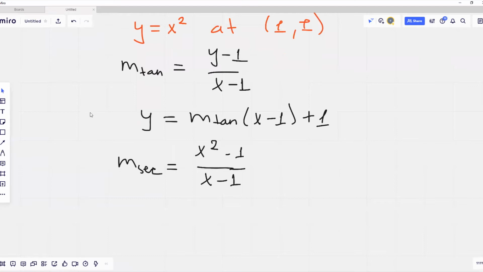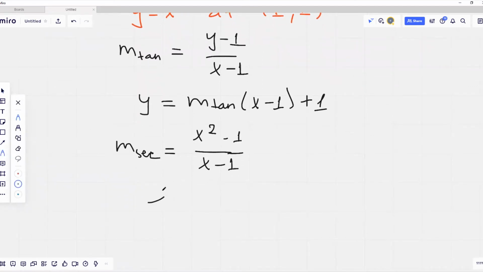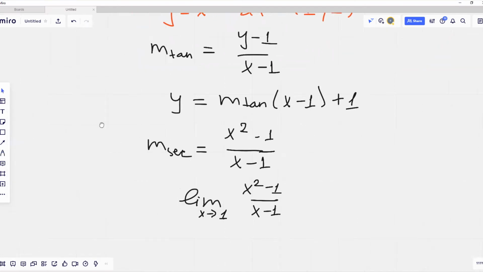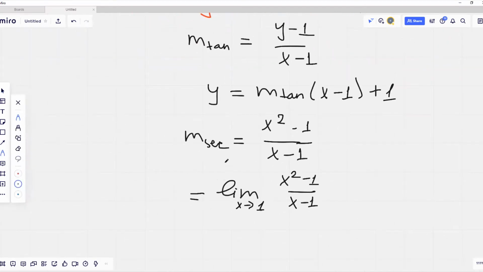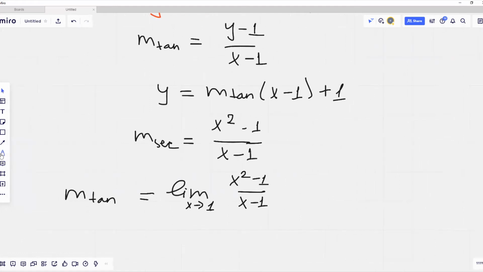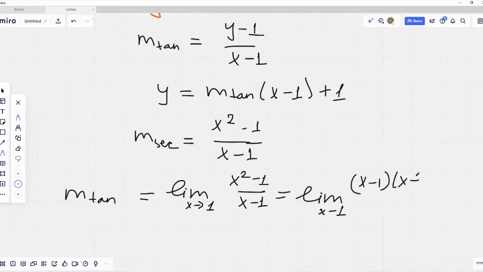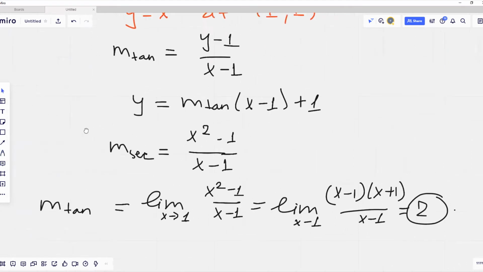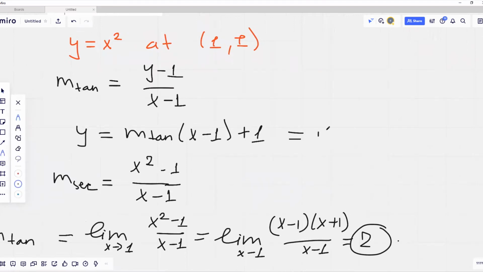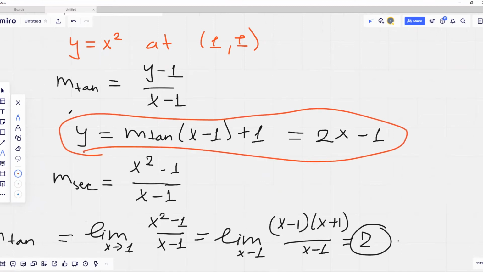All right, so we are taking the limit of it as x approaches 1. And as we said, the slope of the secant line is going to approach the slope of the tangent line. So we can replace that with m tan, which is going to give us 2. So the slope of the tangent line is equal to 2. So here we have an equation of our tangent line.